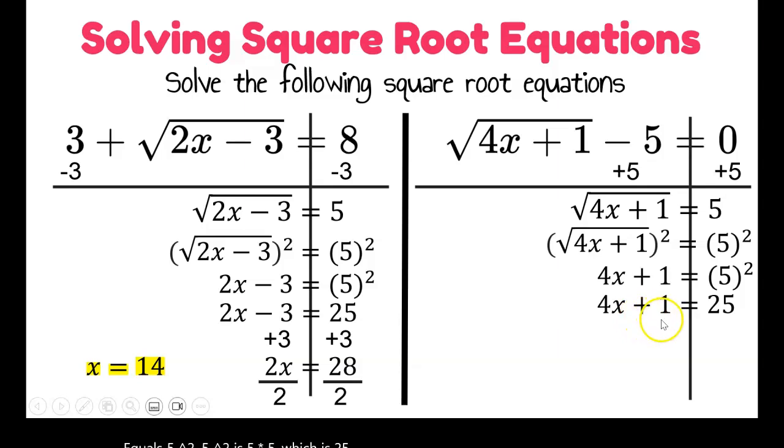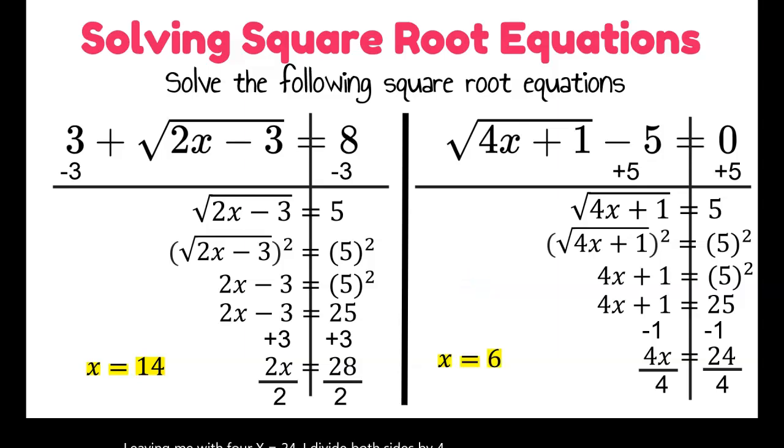Then I subtract 1 from both sides, leaving me with 4x equals 24. I divide both sides by 4, and that leaves me with x equals 6.